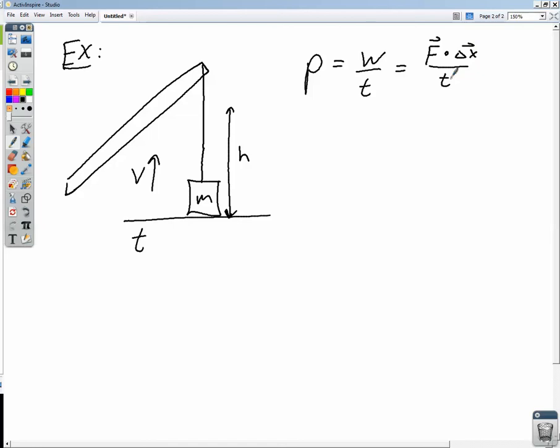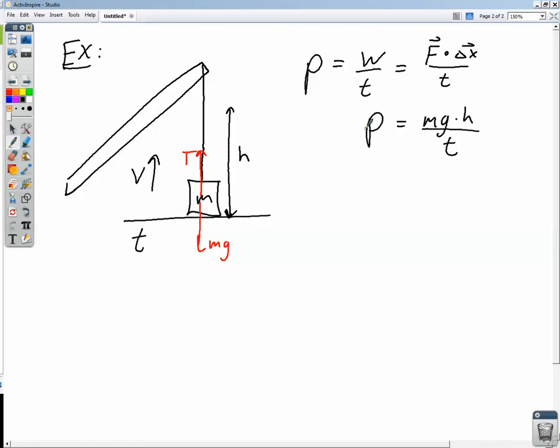So if this guy's going up at a constant velocity, we look at the free body diagram, we've got mg going down, and we've got the tensional force going up. If it's going at a constant velocity, these two are equal and opposite. So the tension force just equals mg. So the force that the crane applies upward is just positive mg. So filling that into our equation up here, we've got mg times delta x, which in this case is h, divided by the time that it took. And that would just be the power required.